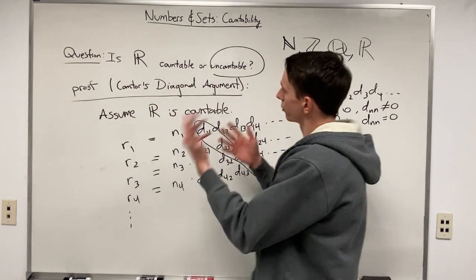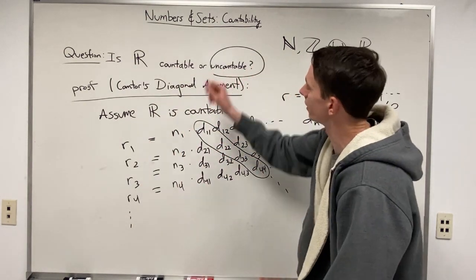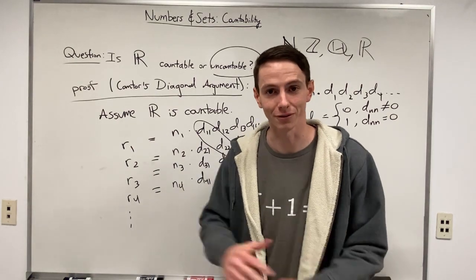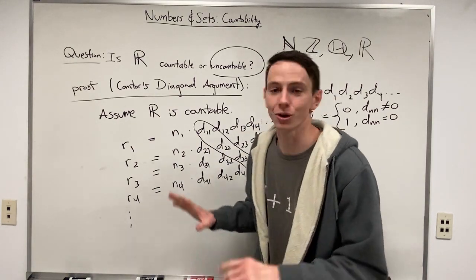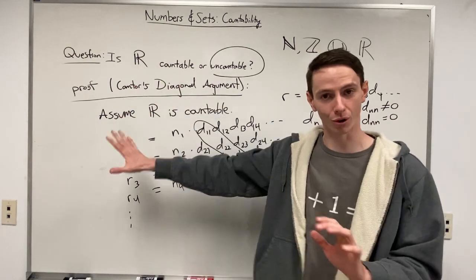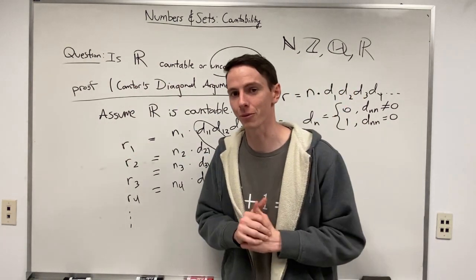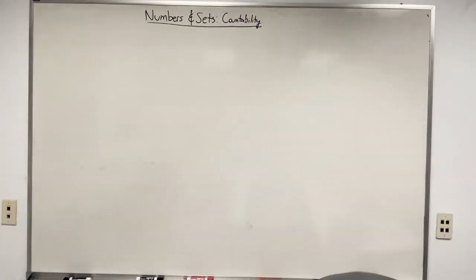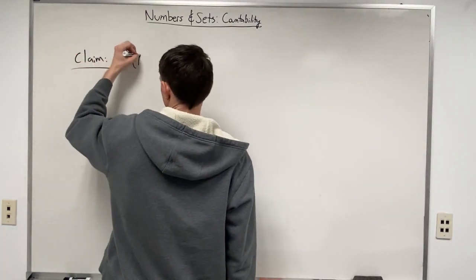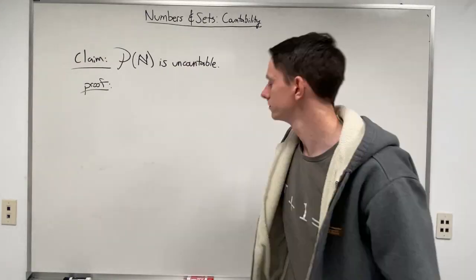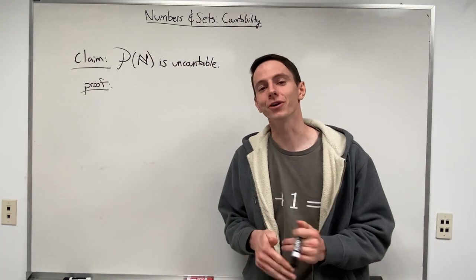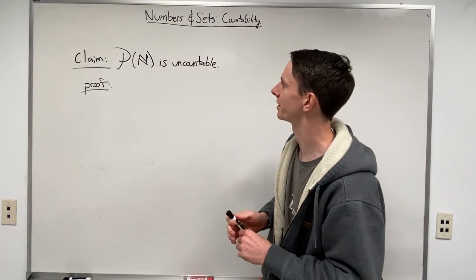Now, we have gone through our first example of an uncountably infinite set. I want to show another example of an uncountably infinite set. So I'm going to erase the board, and then we're going to go through that one next. All right, on to the next example of an uncountably infinite set.